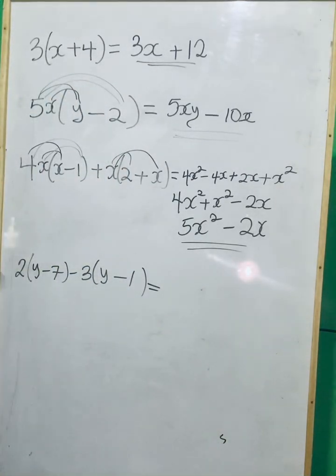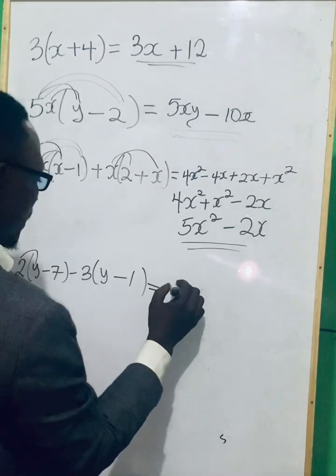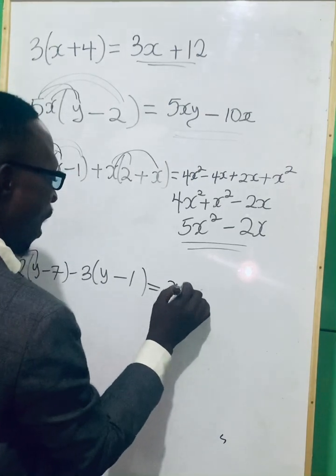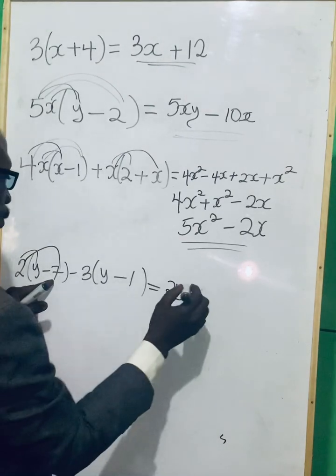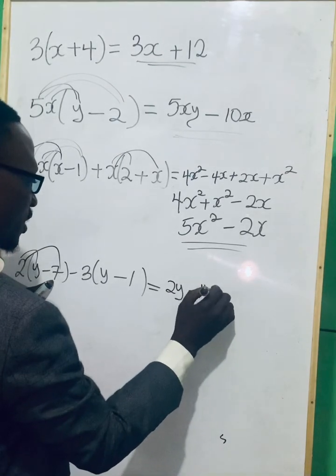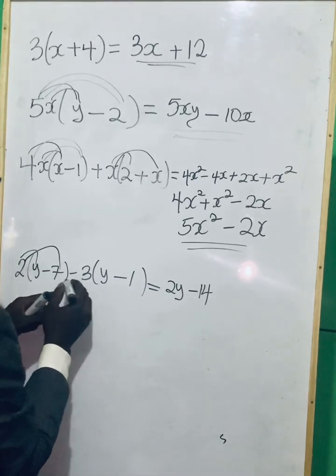All right, let's look at the fourth one, of course the last one. So we have 2 by y, so we have 2y, 2 by 7. But remember, 7 is negative, so it's minus 14, because 2 times 7 equals 14. We are done with that.